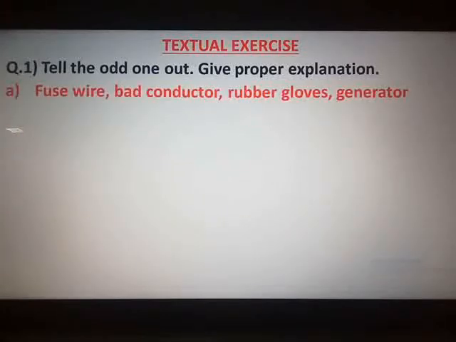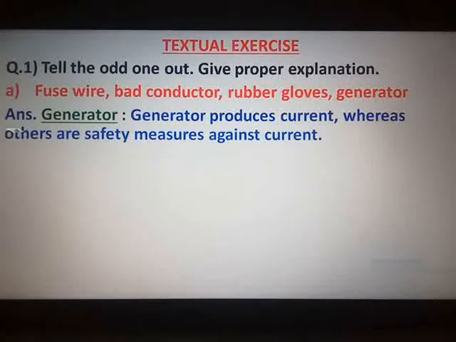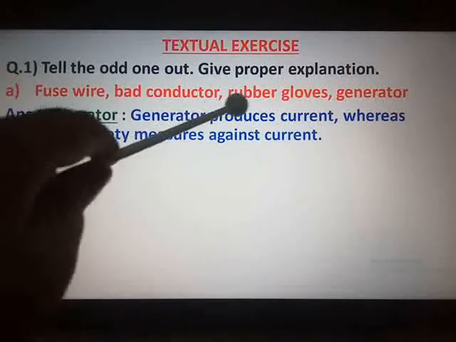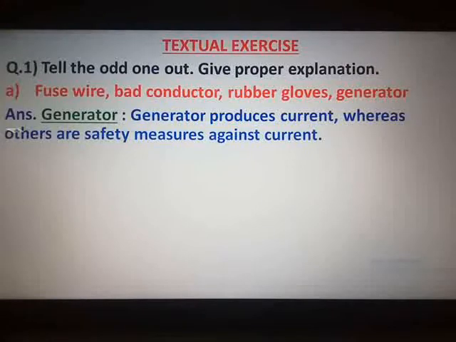Fuse wire, bad conductor, rubber gloves and generator. The correct answer is generator because it produces current whereas the others are safety measures against current. This was discussed, so I'll go a little bit fast.